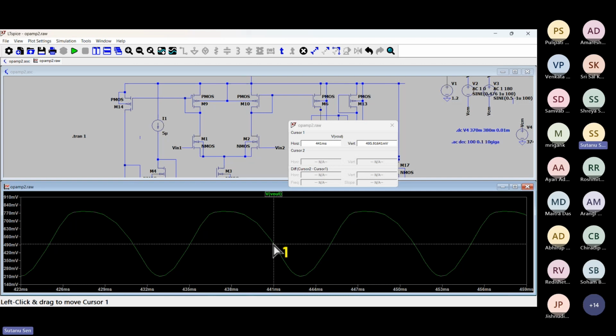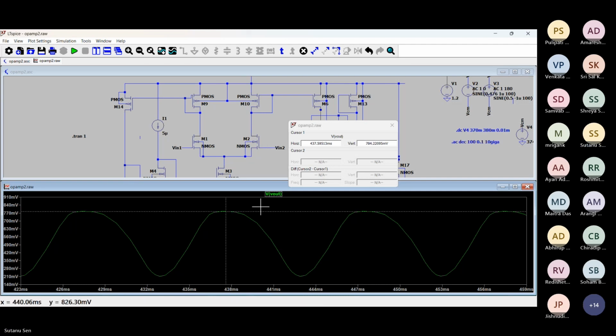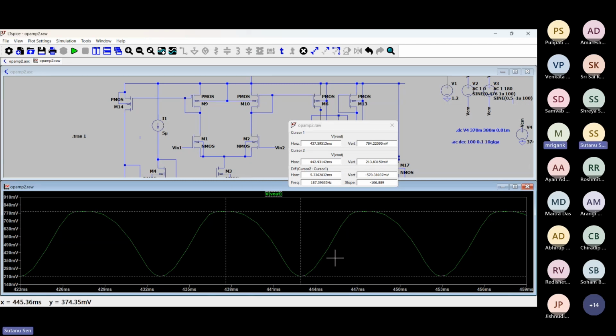I think it is getting clipped. So you're clipping, that means the gain is more than the output range. Yes, sir. The gain is so high that the output is clipping. It is going beyond the output range. So you need to reduce it further.